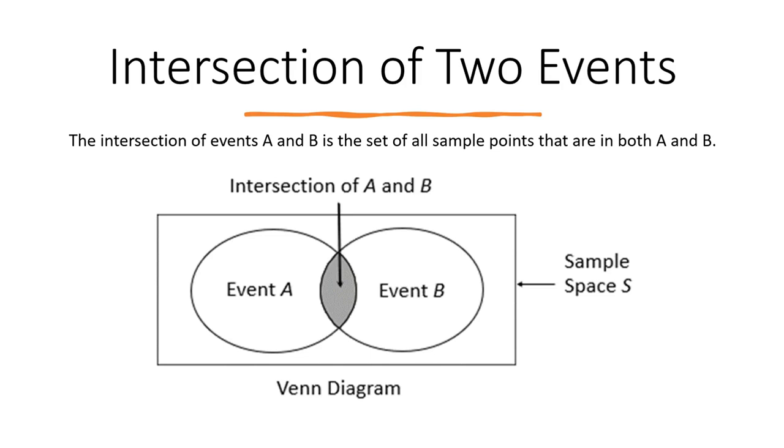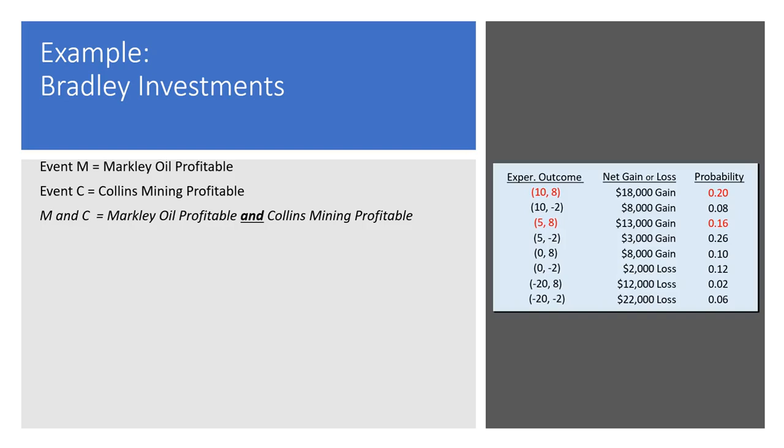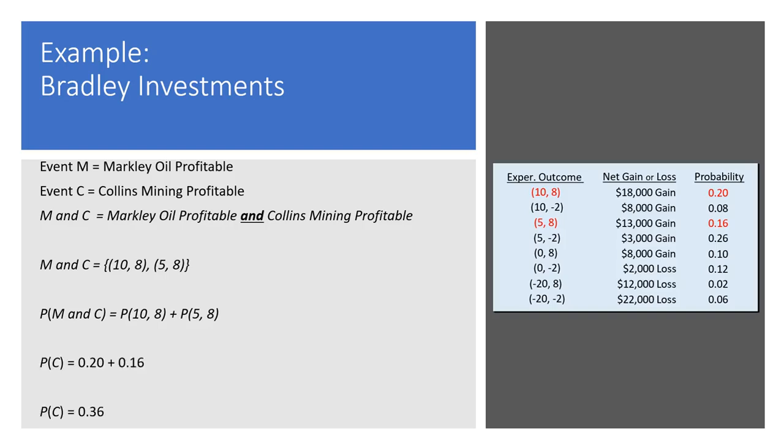The intersection of two events is a situation in which both criteria of A and B are satisfied. So it's just that overlap section. And so an example would be a question saying, what's the probability of both of them being profitable? In that case, we're looking for our sample set being cases where both the Markley Oil value and the Collins Mining values are positive non-zero values. And so we take the probabilities of those values and add them together to get the probability of both companies being profitable of 0.36.